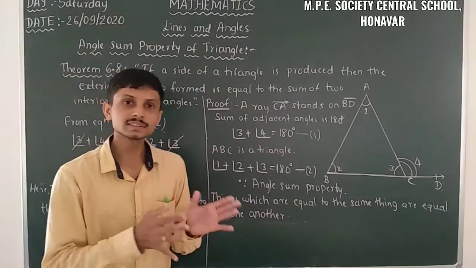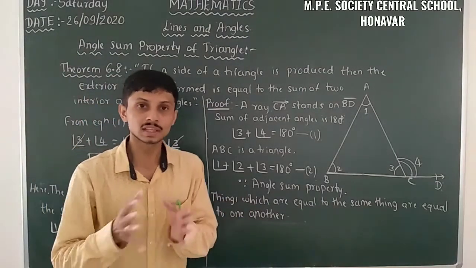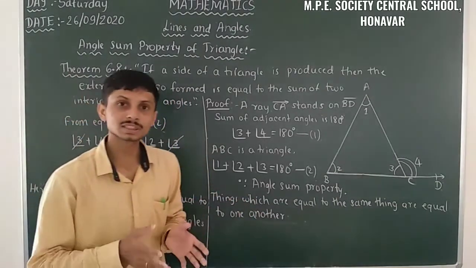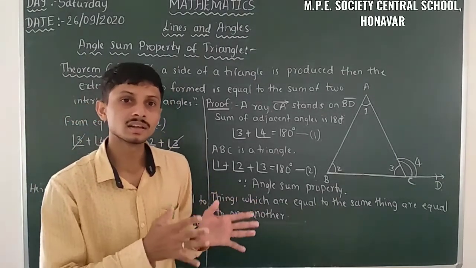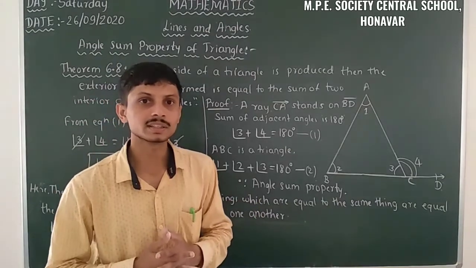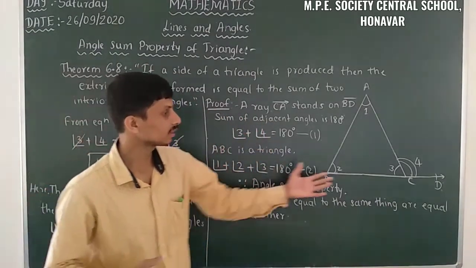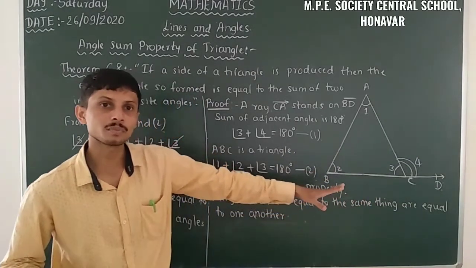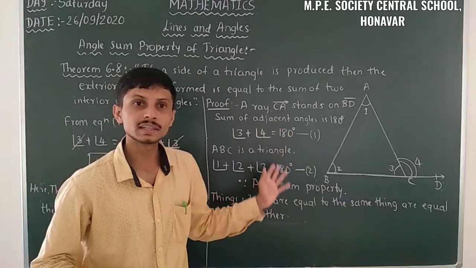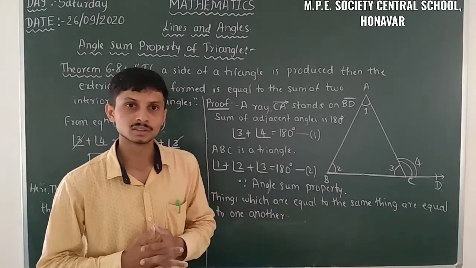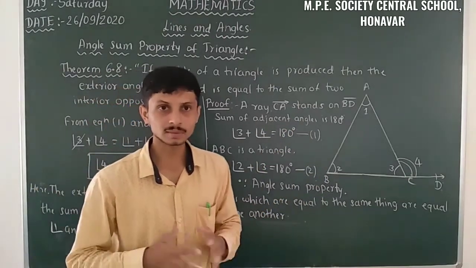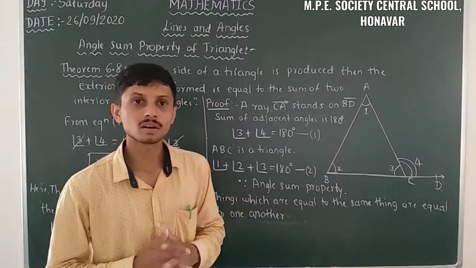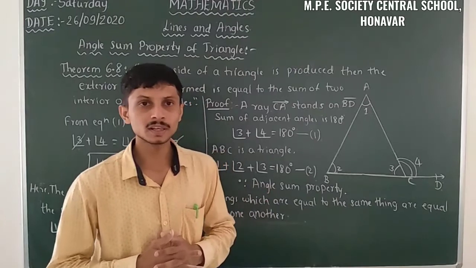Here we have discussed two theorems, theorem 6.7 and theorem 6.8. Theorem 6.7 tells us that the sum of angles of a triangle is 180 degrees. In this case, if a side of a triangle is produced, the exterior angle so formed is the sum of the interior opposite angles. So this is about some of the theorems based on the sum of angles of a triangle, or the angle sum property of a triangle.